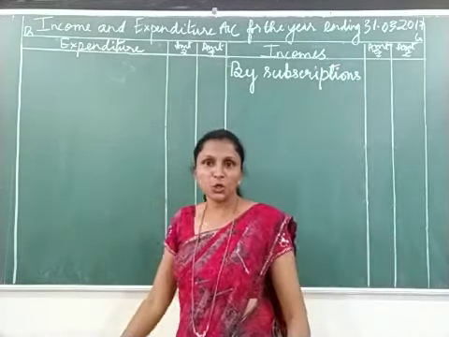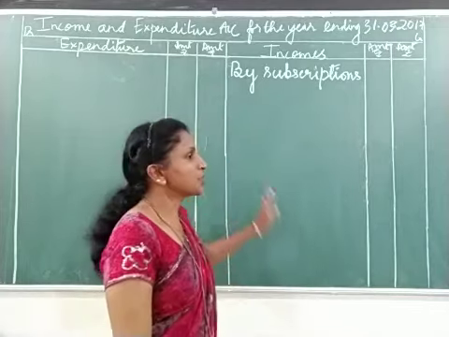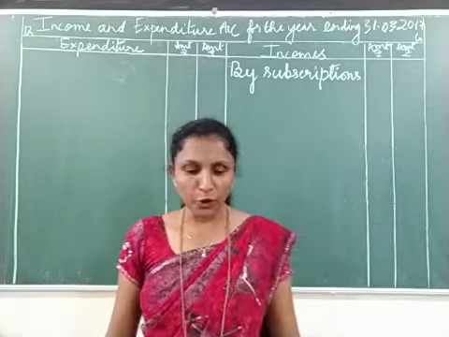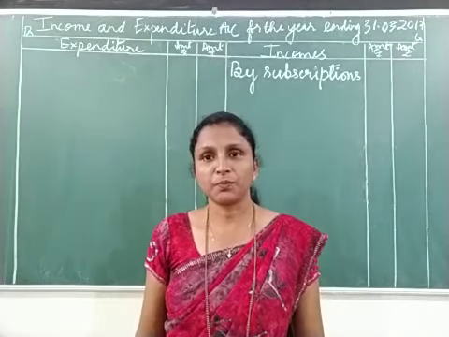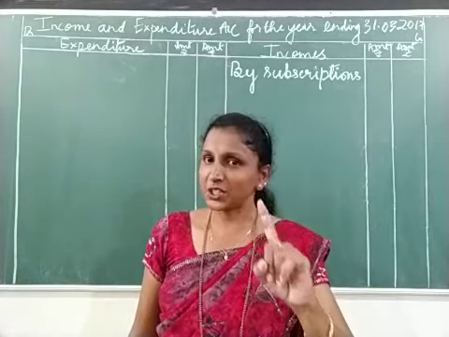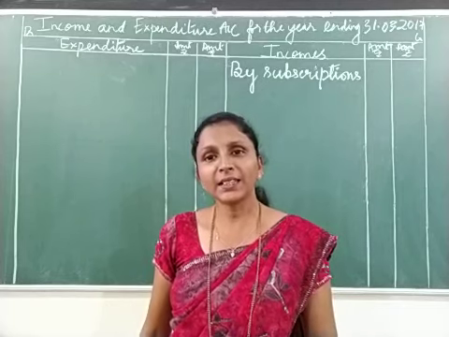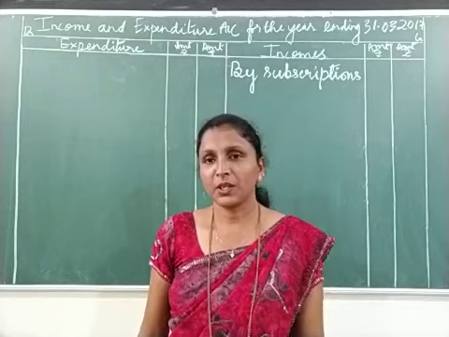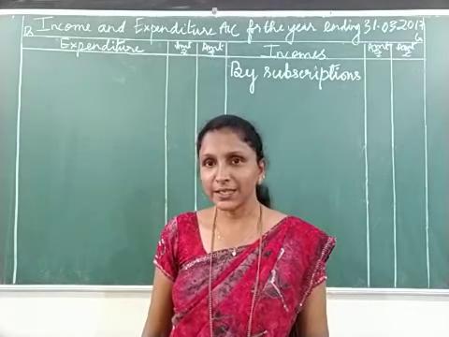Hope you also have written in your notes. Okay, so "By subscriptions" you have written. Before writing the amount, the given amount is 38,000. Ask one question to yourself: are there adjustments related to this item? Where do we have to find out the adjustments?